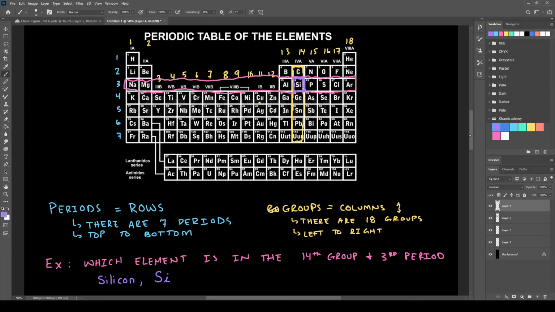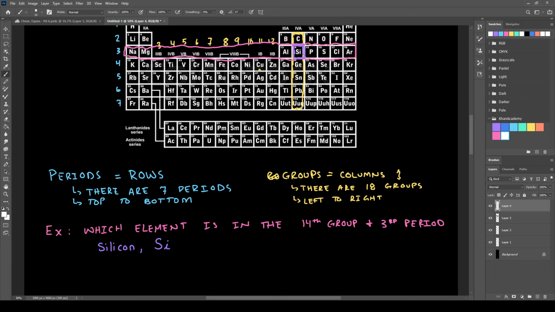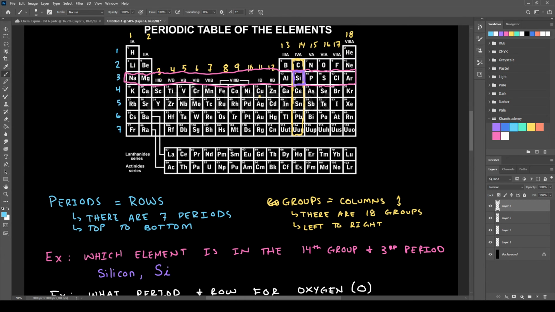Let's do one more. Let's do this one. Example: what period and group for, let's do oxygen. And oxygen has chemical symbol O. So the first thing we need to do is find oxygen on the table. I'll give you a minute to look on your own periodic table and see if you can find it.